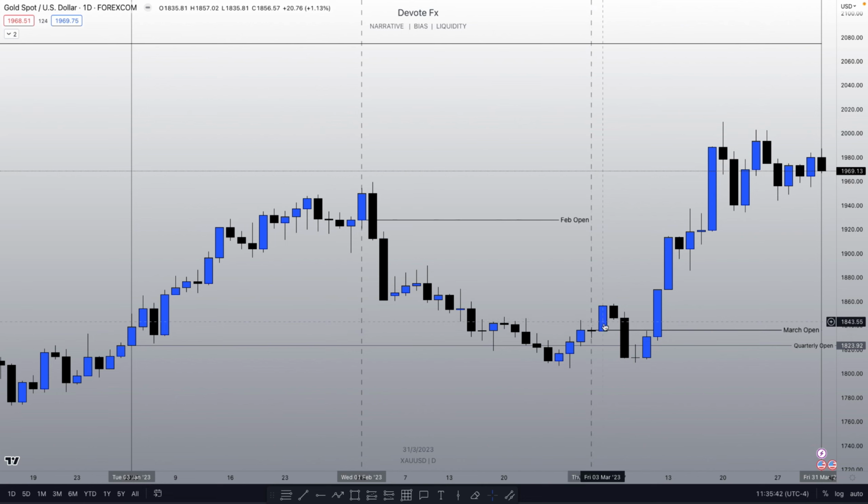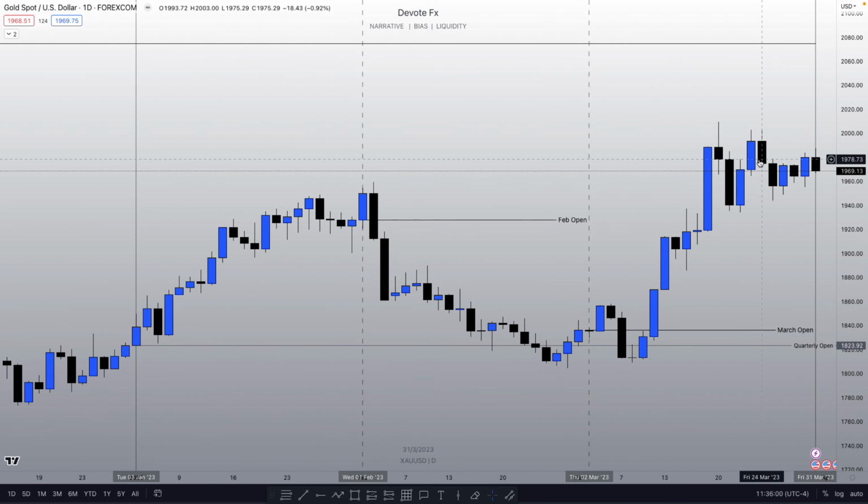Here, same thing. Here's your stop punt. Here's your monthly Judas swing here. You go up, creating a short-term high. Lower, accumulating below monthly and quarterly opening price. Displacement higher. Range bound.